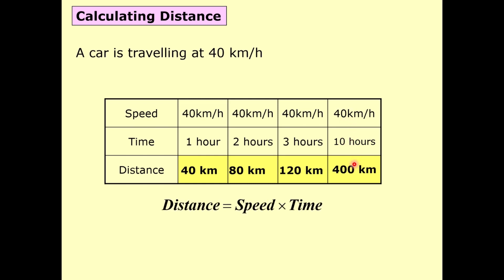So we say the distance is equal to the speed times time. So if we know both speed and time, we can always calculate the distance travelled. We're going to shorten that down to D equals S times T. And this is the formula that we're going to use to calculate distance.